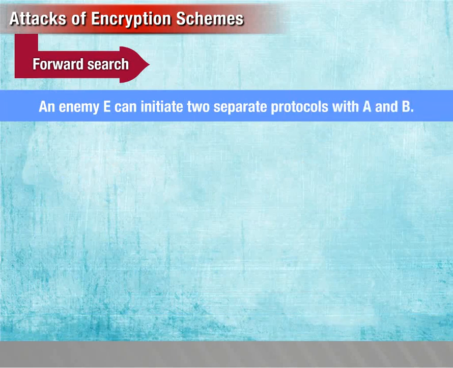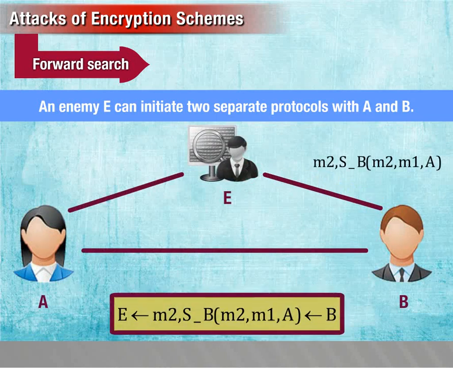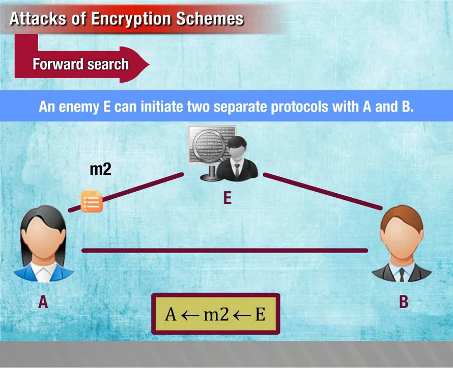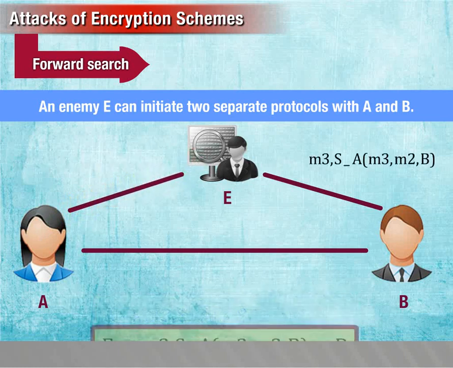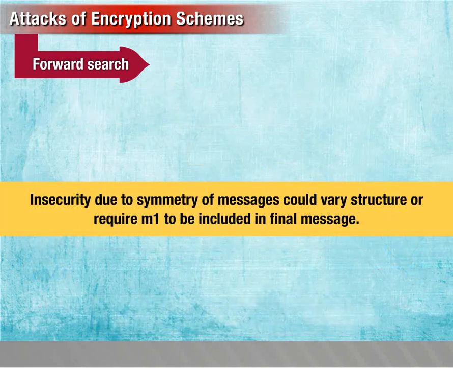An enemy E can initiate two separate protocols with A and B. E sends M1 to B. M2 returns to E. B returns SB of M2, M1, A. E returns M2 to A. A sends M3, SA of M3, M2, B to E. E sends M3, SA of M3, M2, B to B. Insecurity is due to symmetry of messages; we could vary the structure or require M1 to be included in the final message.